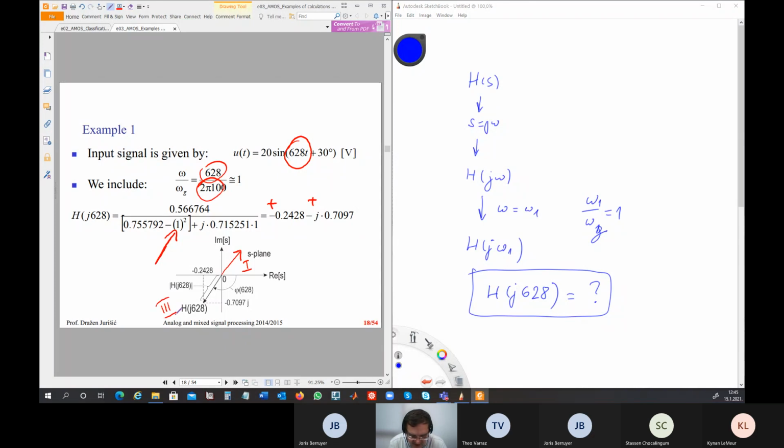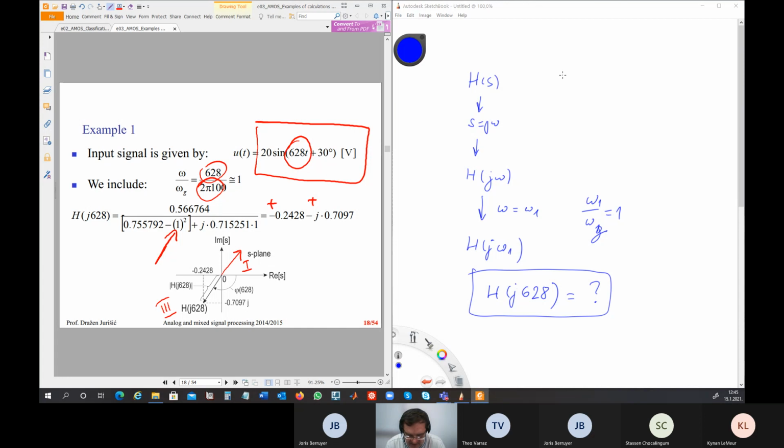Therefore, it's very, very useful to plot the position of H of J omega in order to have a correct value of the phase. Otherwise, you will not know the phase. So my advice is, whenever you have an input signal given as a sinusoidal stationary signal, like this one here, and you calculate using phasors or complex numbers, then you must plot your phasors or complex numbers in the S-plane to see the correct position.